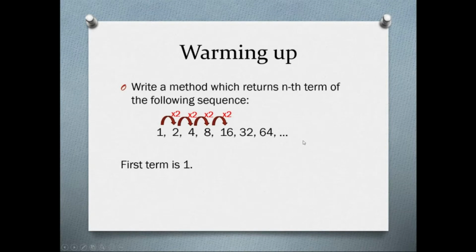So you can think about the explicit formula as a sub n. The nth term is the first term 1 times the common ratio 2 to the n minus 1 power.